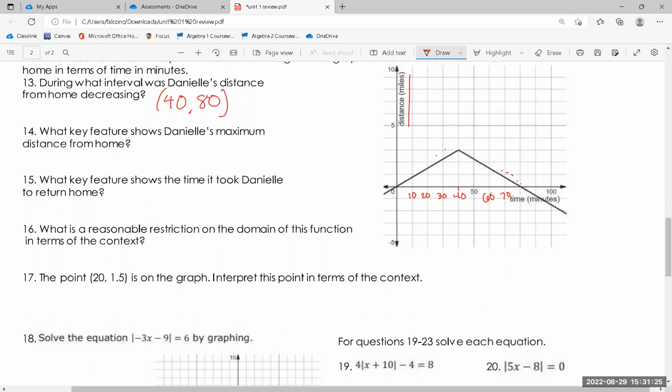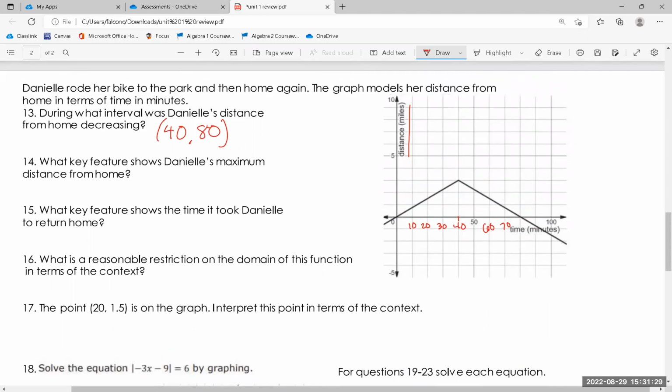I'm going to erase all this just to answer these other questions. What key feature shows Danielle's maximum distance from her home? I kind of just mentioned this. This half of the graph over here is her going to the park, and then she gets to some max distance away, and then she starts going home on the right side. So the vertex would tell us her maximum distance from home, because this is the peak of the graph. We can't go any further than that.